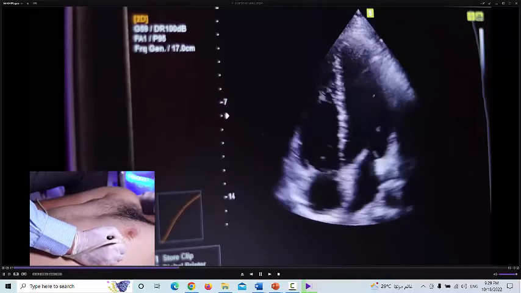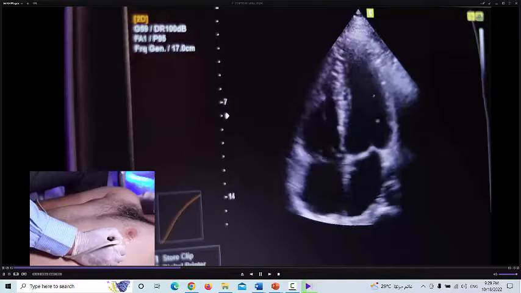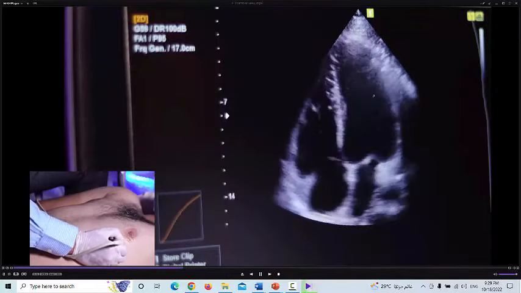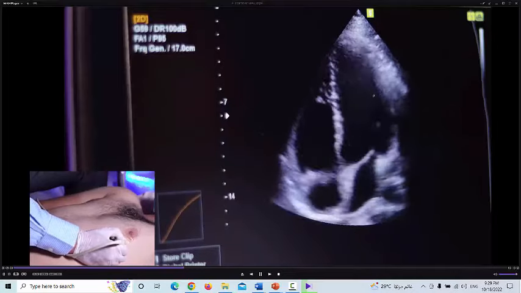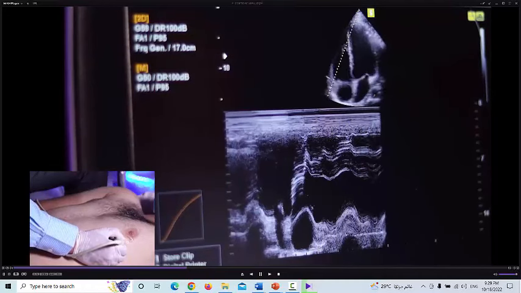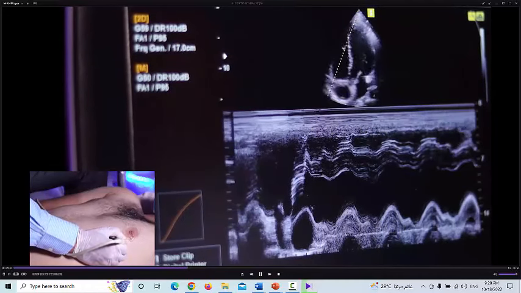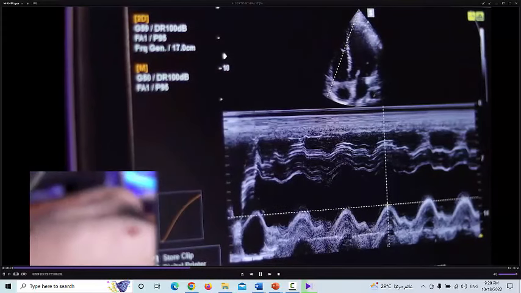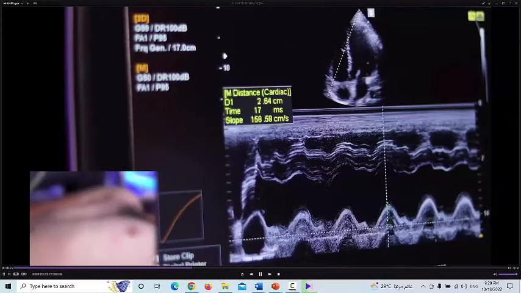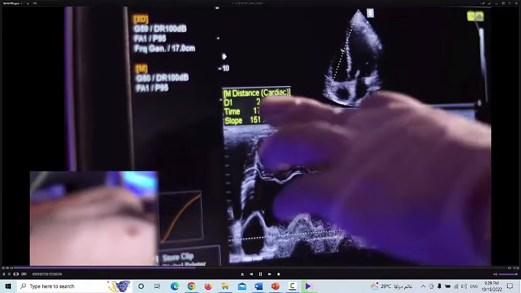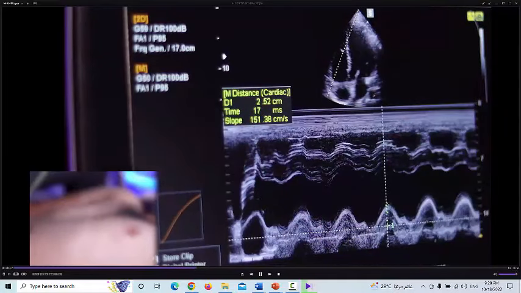I will assess the upward movement of the right ventricle by measuring the TAPSE, tricuspid annular plane systolic excursion. I will put the M-mode parallel to the tricuspid annulus, and we'll assess this upward movement from the peak systole to the end diastole. Here, not here, here, in the end of diastole. If more than 1.7 centimeter, it's normal. It is here 2.5 centimeter, so it is normal.